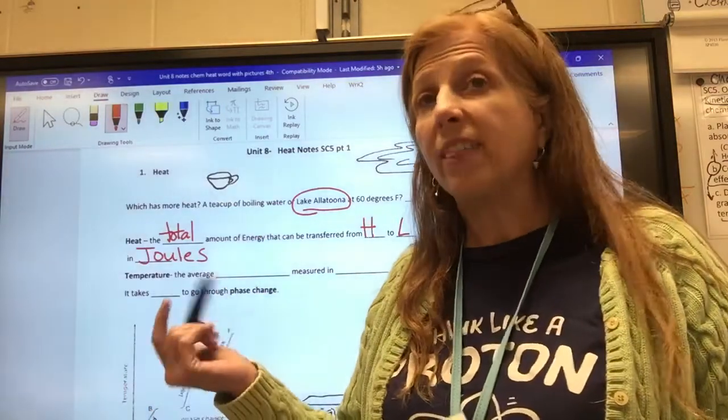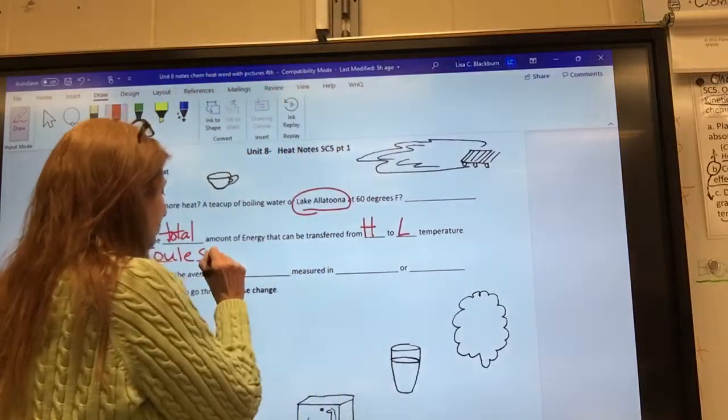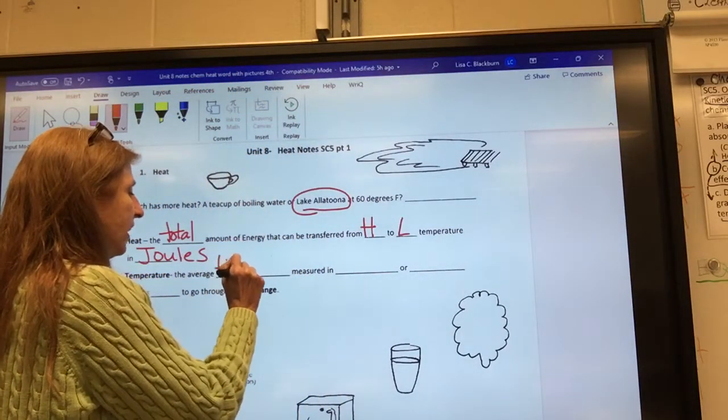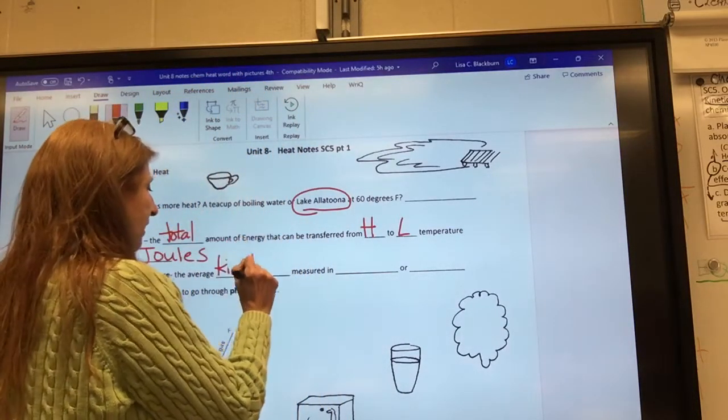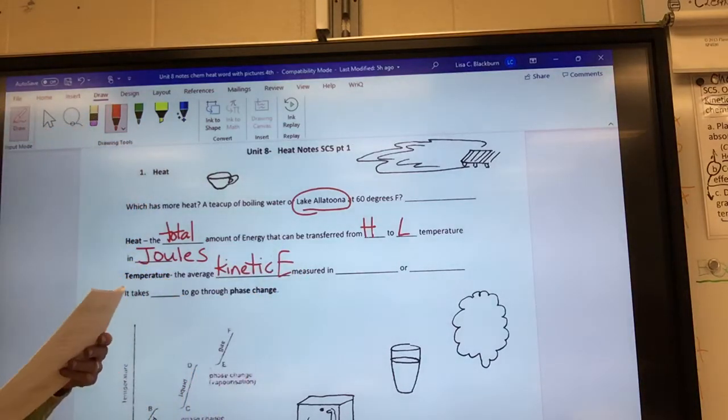Temperature and heat are not the same thing. Temperature is the average kinetic energy. Do you remember this word from physical science? Yes. It's the average kinetic energy.